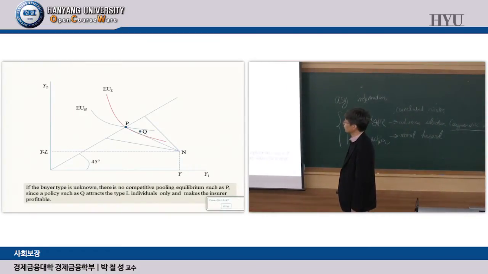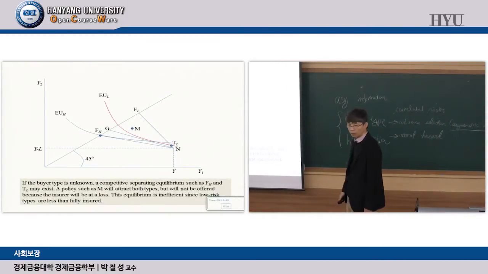Then what's possible? The possible thing that can happen is the separating equilibrium. So type L and type H are separated. But it's not that easy to separate them. One possibility that we can see is something like TL and FH. TL is here, so this is for the low risk type, and FH is the high risk type.